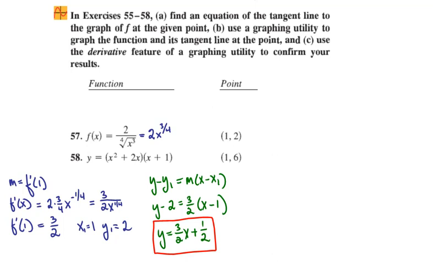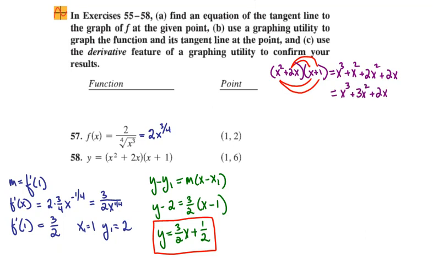The second one we could also use the product rule for, since it's a product of two functions, but it might be easier to just multiply those out. And so x squared plus 2x times x plus 1 would be x to the third plus x squared, then plus 2x squared, then plus 2x, which we can simplify to be x cubed plus 3x squared plus 2x. And we're ready to find the derivative of that.